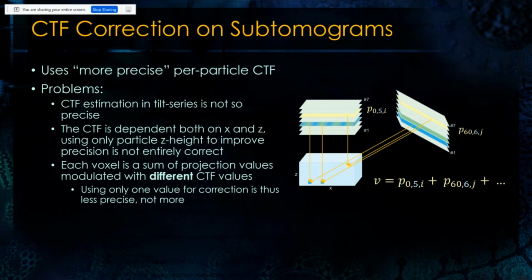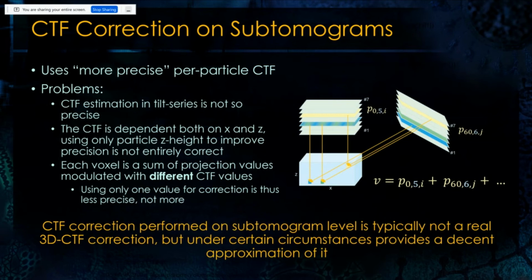That being stated, I'm not saying that this is not a working approach, it is. It's definitely better than no CTF correction, and it's better most likely also than the 2D strip-based approach. And it provides a decent approximation. It's just that mathematically speaking, it's not really a proper 3D CTF correction, and one should be aware of that when one considers to use this approach.